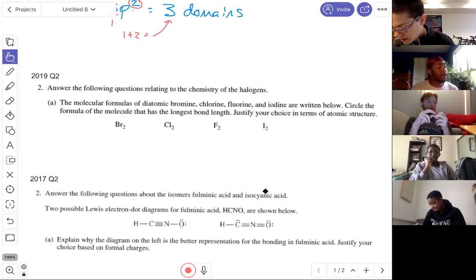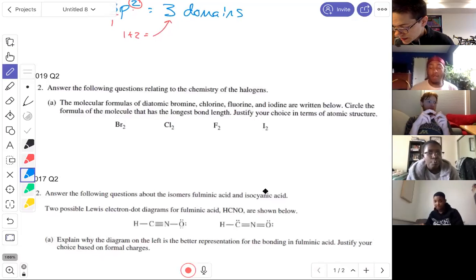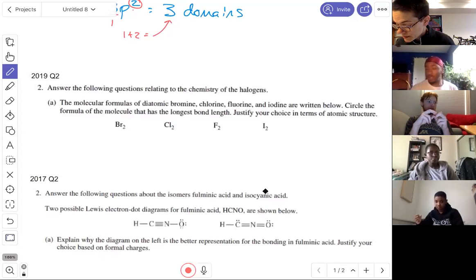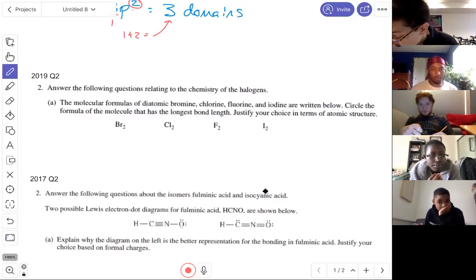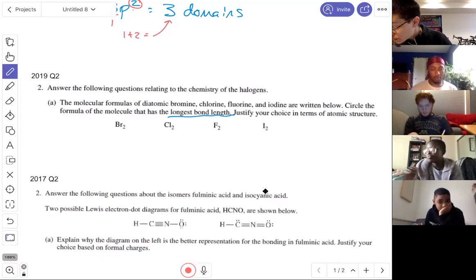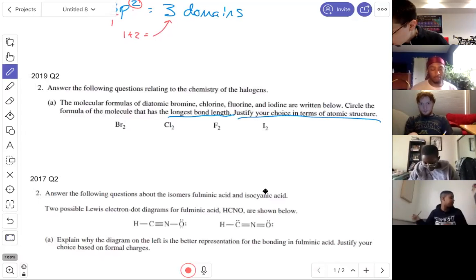Okay, so the next one says, you've got all of these diatomic things, right? Bromine, chlorine, fluorine, iodine. Circle the formula of the molecule that has the longest bond length and justify your choice in terms of atomic structure.